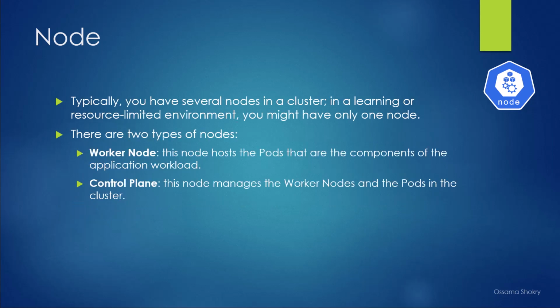Typically, you have several nodes in a cluster. However, in a learning or resource-limited environment, such as Docker Desktop, you might have only one node. There are two types of node. Worker node. This node hosts the pods that are the components of the application workload. Control plane. This node manages the worker nodes and the pods in the cluster.